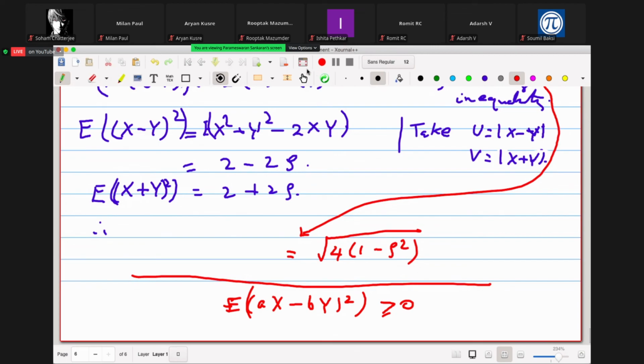Okay, sir. My question was whether it will also form a metric on some linear space. Whether the expectation will form a metric? Yes. I don't think so. No, I don't believe that is true.